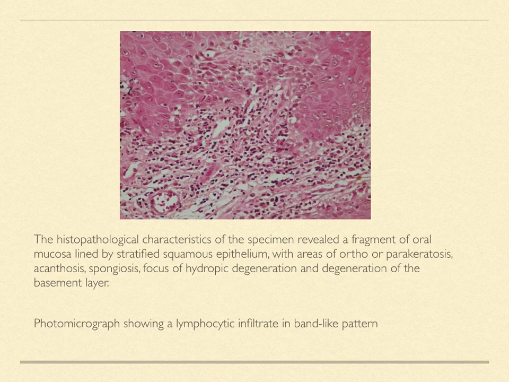Upon histological test, the histological characteristic of this specimen revealed a fragment of oral mucosa lined by stratified squamous epithelium with ortho or parakeratosis and degeneration of the basement layer, showing a lymphocytic infiltrate in a band-like pattern. And this pattern led us to the diagnosis of lichen planus.